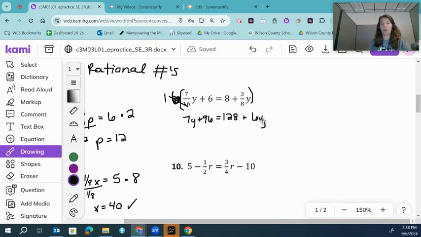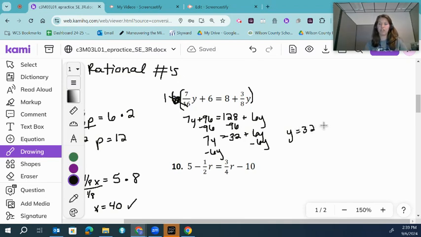Then from here we have all whole numbers and we can simplify like normal. So I'm going to subtract 96 from both sides. This is going to give me 32. And I have 7y equals 32 plus 6x. Then combine my variables, minus 6y on both sides. And that leaves me with y equals 32. Again, I can go back to my original equation, plug it in, and double check it with the calculator.